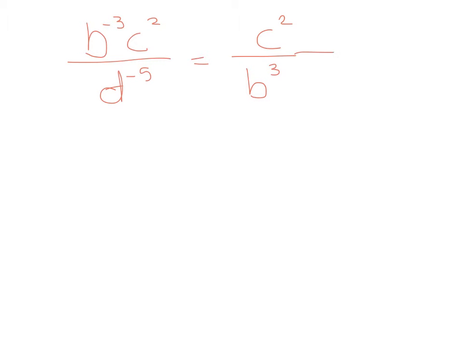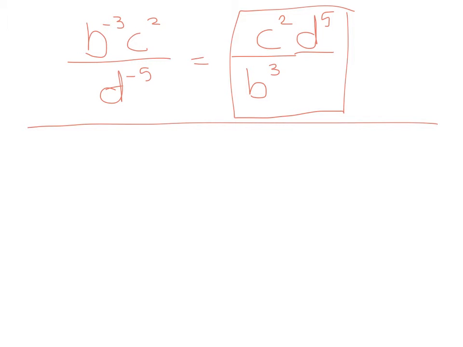I'm going to start with this. b to the negative 3, c squared over d to the negative 5. So all I'm going to do in this problem is move the negative exponents to the other side. c squared stays where it is. It's a positive exponent. You treat everything separately. b to the 3rd has to come down to the bottom to make it positive, and d to the negative 5th has to go up to make it positive. And then that's all you could do with that problem.